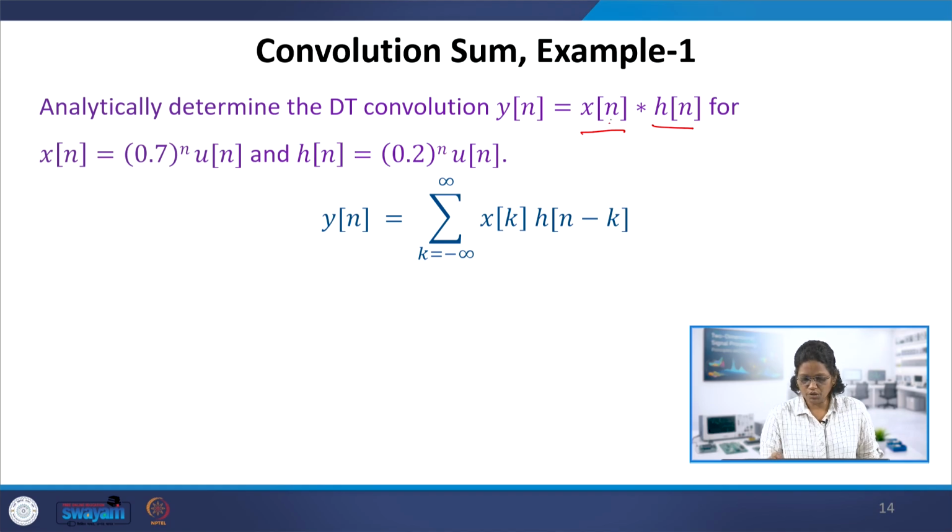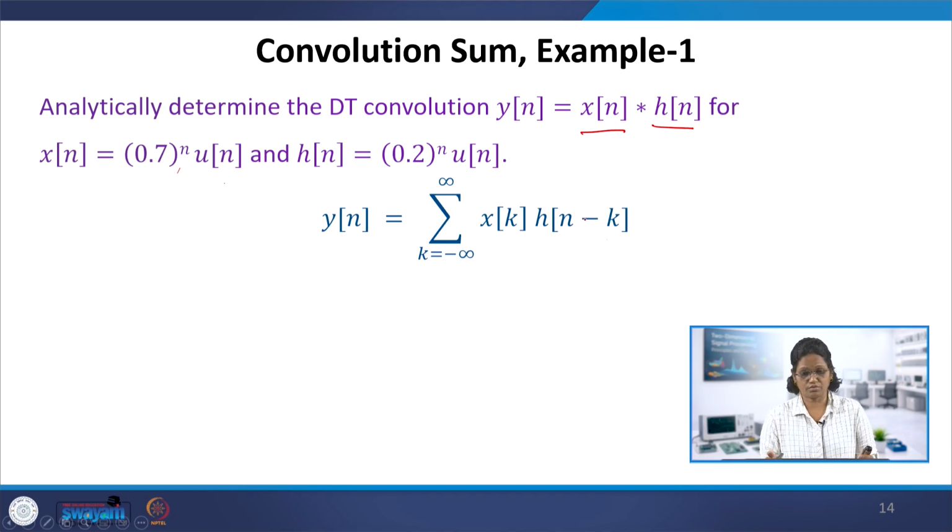Suppose x of n is 0.7 to the power n u of n, and h of n is 0.2 to the power n u of n. Now change the variable to k, giving x of k and h of k, and then flip k to negative, that is make the mirror image h of minus k. Then shift this h of minus k by adding n to it, h of minus k plus n, depending on the n value for which this signal exists. Then multiply, and if we have common values, the summation is valid.